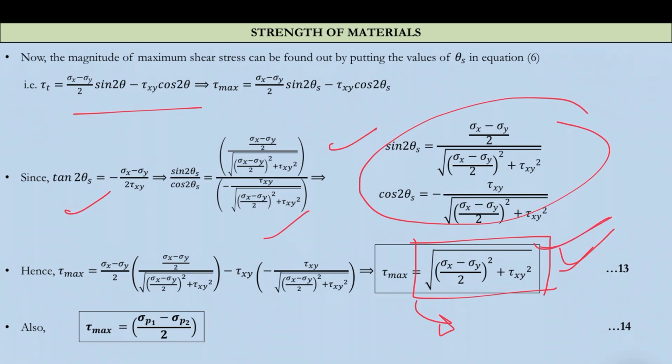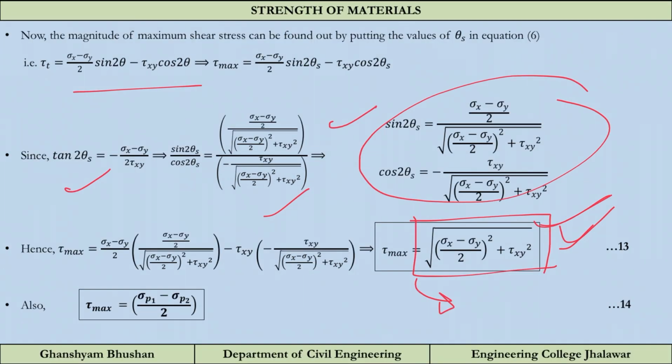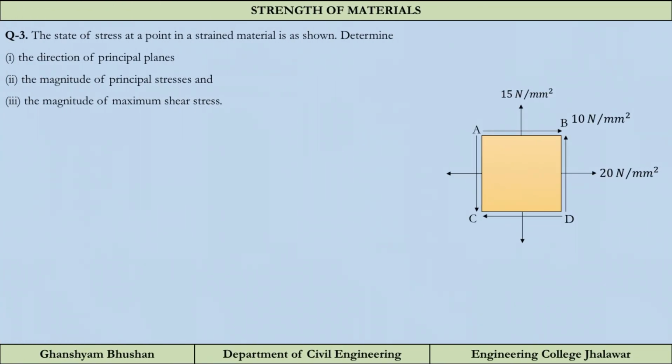So tau max is the difference between the two principal stresses divided by 2, the average of the difference between the two principal stresses. Okay, so this is all for shear stress. Now let us try to solve whatever we have discussed. We have to apply it on the numericals.